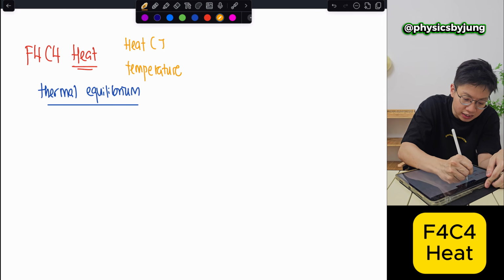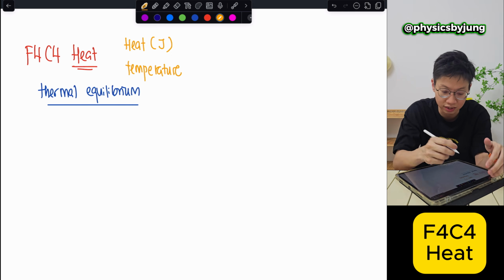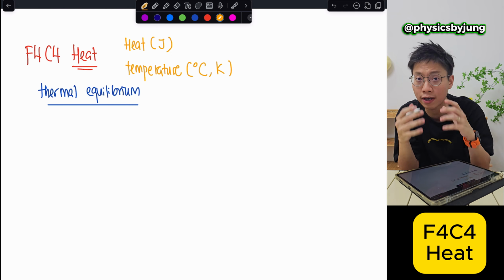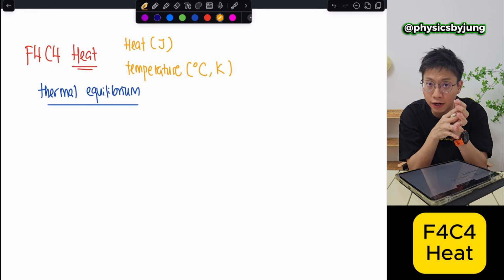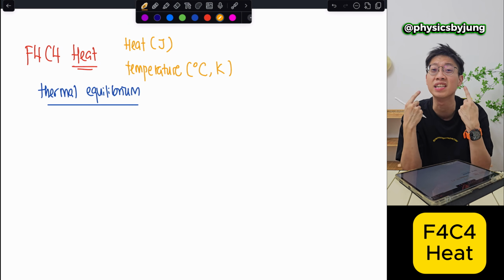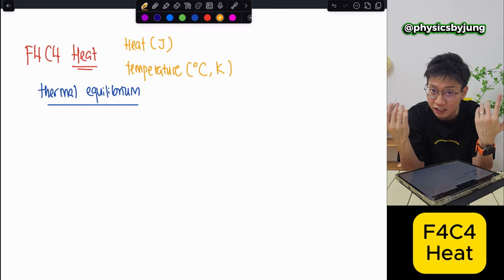Same temperature, does it mean same heat? Let's talk about this first. Heat is an energy, so it is measured in joules. Temperature is measured in degrees Celsius or Kelvin. It is the degree of hotness of an object. However, two objects that have the same temperature maybe can have different amounts of heat energy.